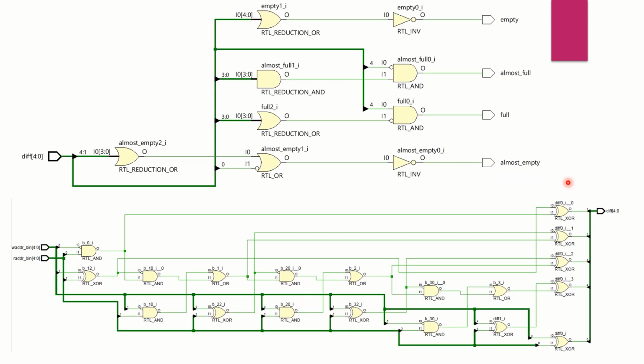Here are the inside diagrams of the address difference block and the flags block. The combinational logic for the empty, almost full, full and almost empty flags can be clearly seen, and the diff signal is generated from write address in binary and read address in binary through the full subtractor logic.